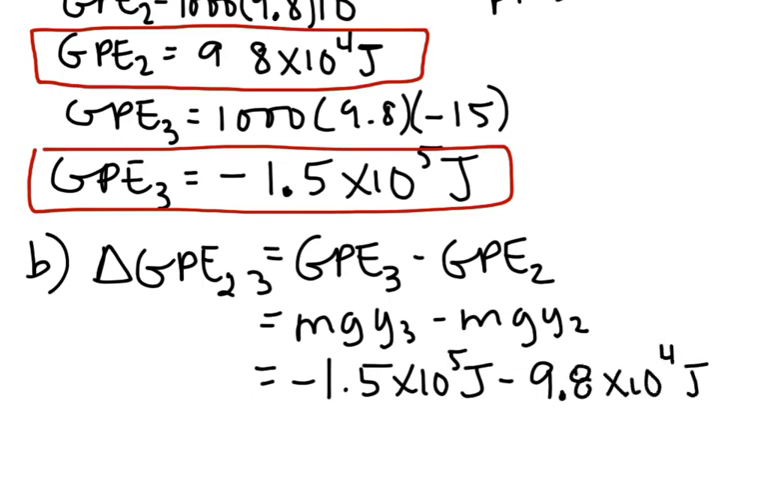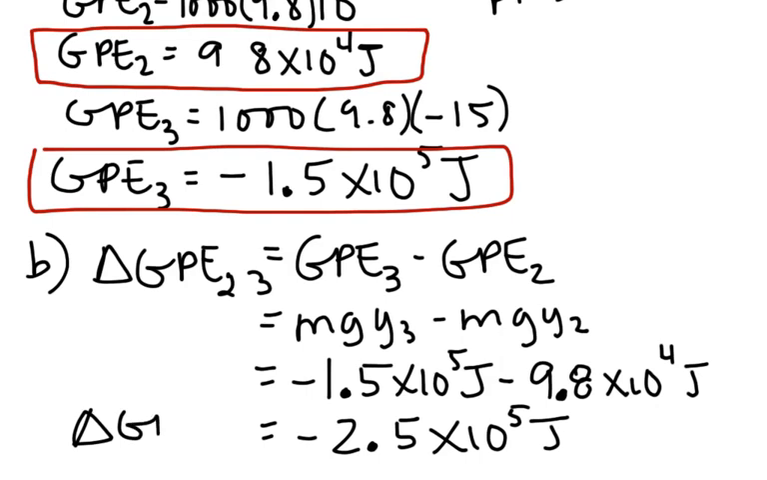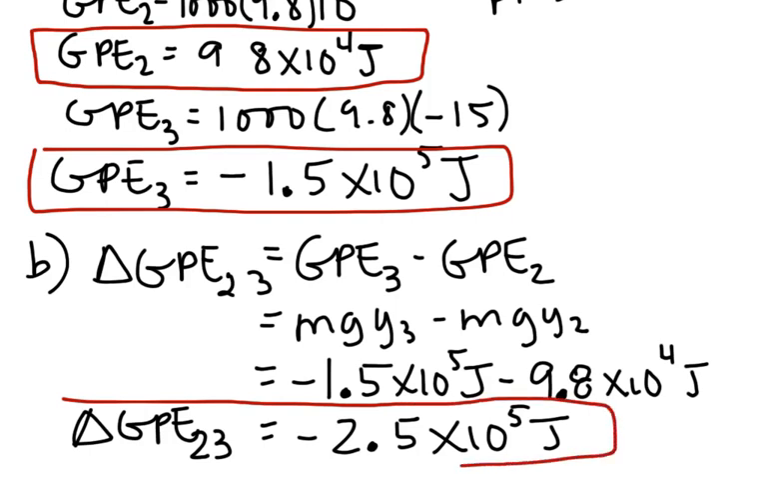And make sure you see those points. Okay, and so that equals a negative 2.5 times 10 to the 5 joules. And that again is my change in gravitational potential energy from points 2 to 3. Let's put a little box around that.